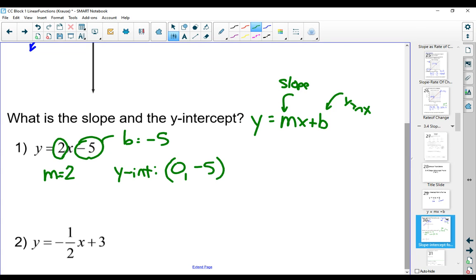Looking at the next example, we've got y equals negative 1/2 x plus 3. My slope would be negative 1/2. Again, that sign is important. There's a difference between a positive slope and a negative slope, as we looked at before. And our b would be a positive 3, meaning our y-intercept is going to be (0, 3).